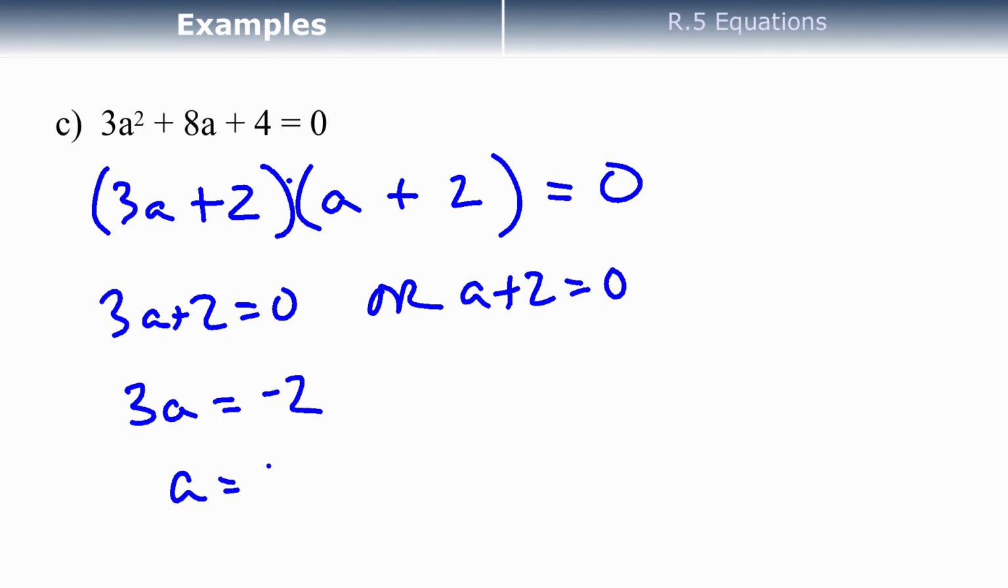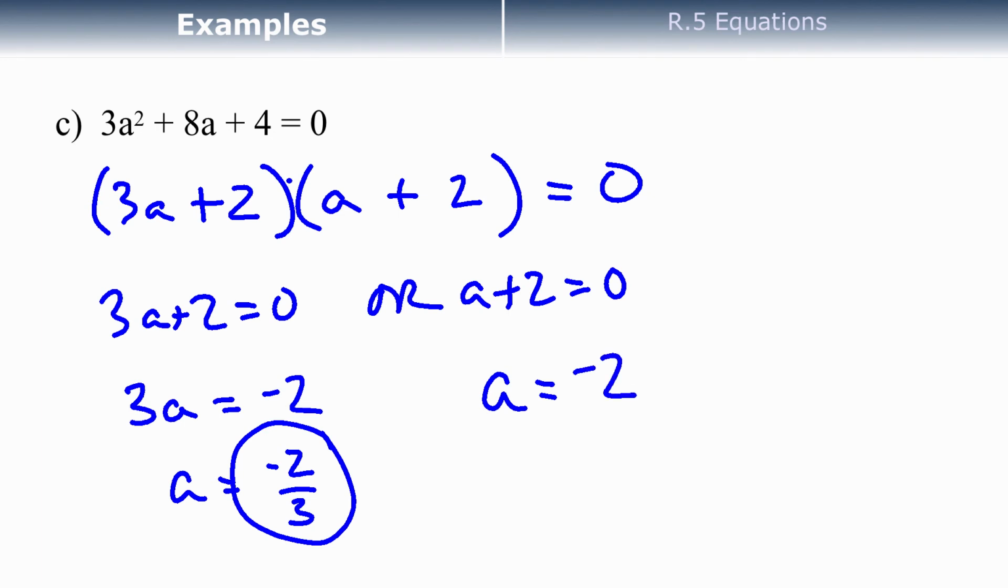Divide both sides by 3. So my first answer is 2/3. That's one answer that would work to make this statement true. Over here, I'd subtract 2 from both sides, so I get a equals negative 2. Then that would be my second answer, that if I plugged it in wherever there's an a, it would make that statement true.